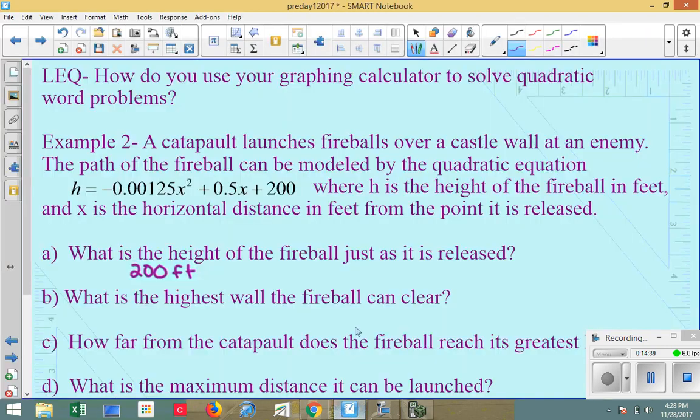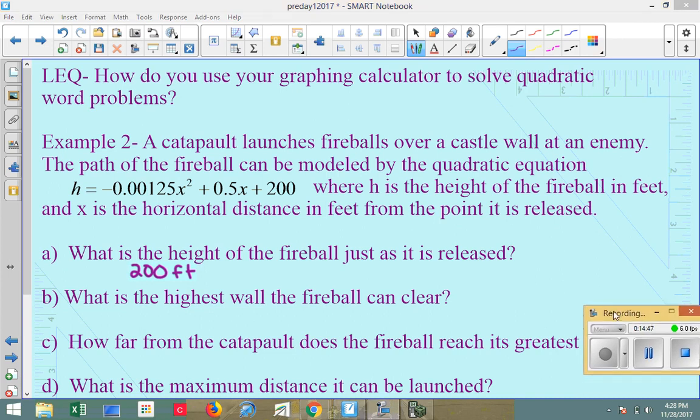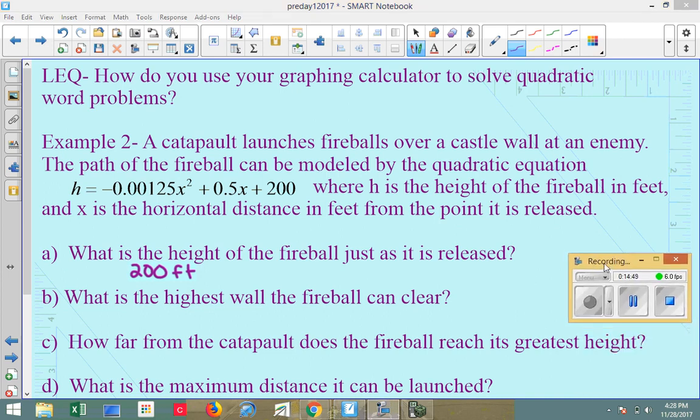Next question. What is the highest wall the fireball can clear? And how far from the catapult does the fireball reach its greatest height? So we know that both of those are referring to the vertex. So I'm going to have to find the vertex. So let me use the calculator to do that rather than completing the square by hand.